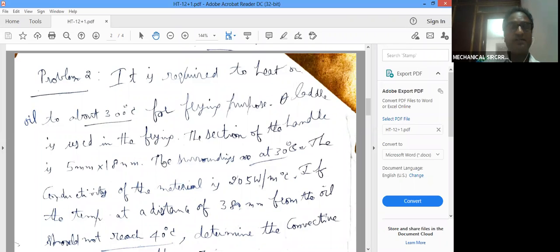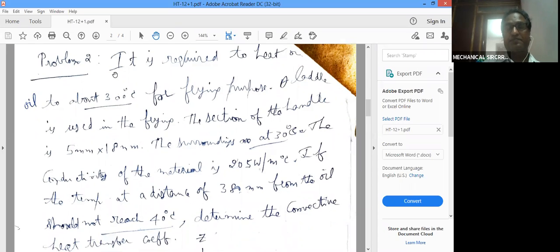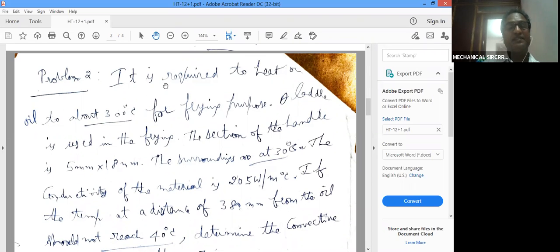Okay? Next problem, Problem 2. It is required to heat oil to about 200 degrees centigrade for frying purpose.